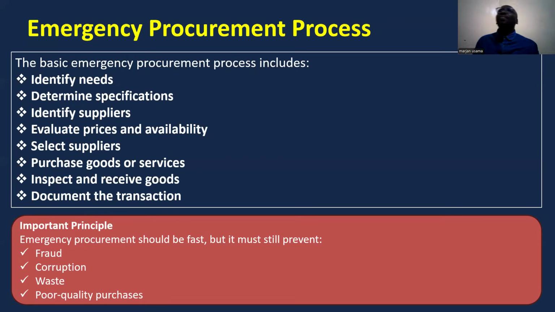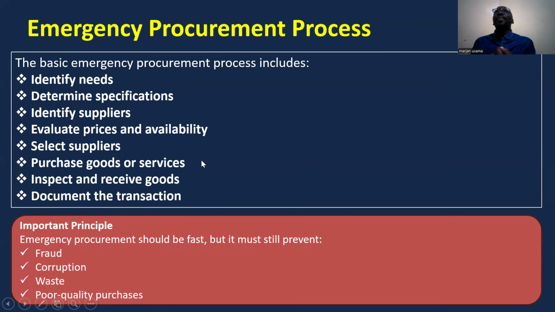Then evaluate prices and availability, because you are not going to get from one supplier. No, you have supplier A, supplier B, supplier C. So you need to evaluate what price supplier A is giving us, with how much, supplier B and supplier C. So you need to evaluate the prices and also at tawafur, the availability. What we need, is it easily available? Then after evaluating, you can select the best. Then after selecting, you can now purchase the goods and services.